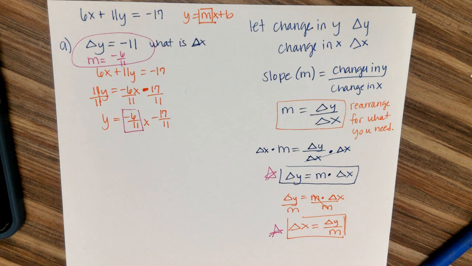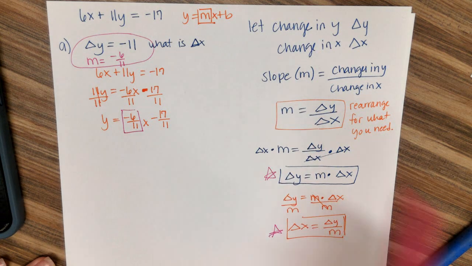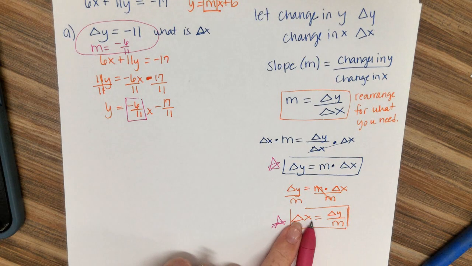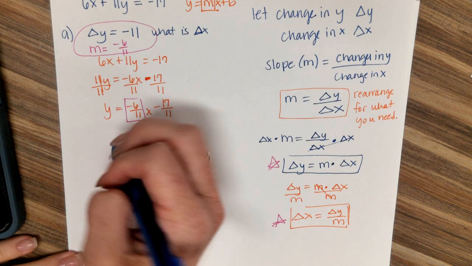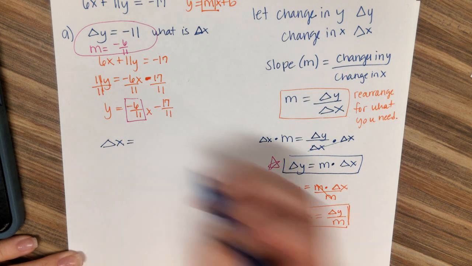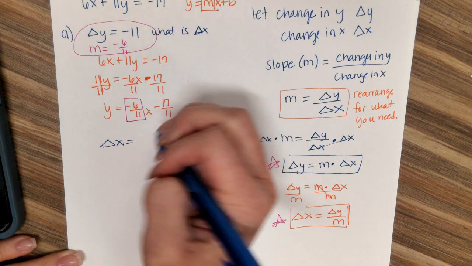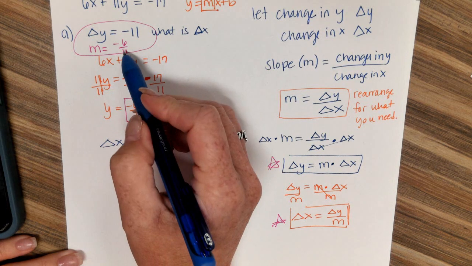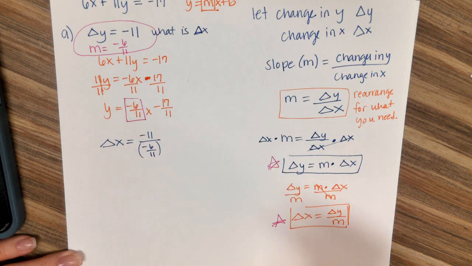So part A gives you the change in y is negative 11. It's asking for the change in x. So you're going to use this one because you're looking for the change in x. Okay, so I have the change in x is equal to the change in y, which they told us is negative 11, over the slope. Well, we know that the slope is negative 6/11. I'm going to put that in parentheses.